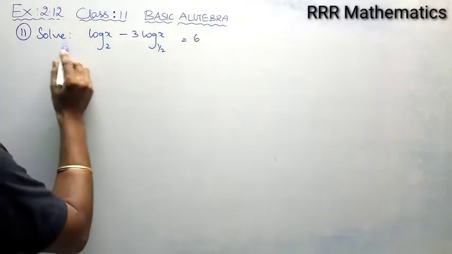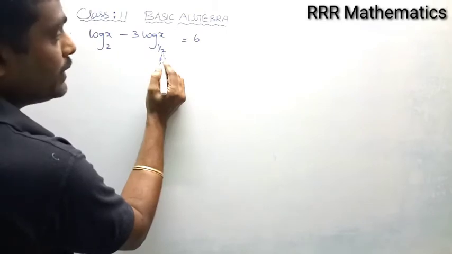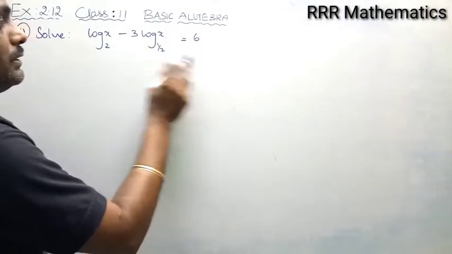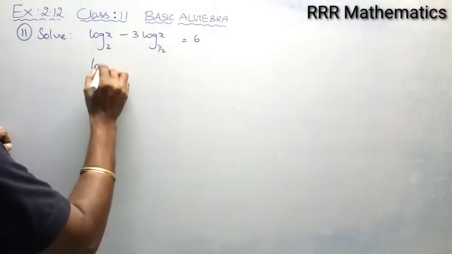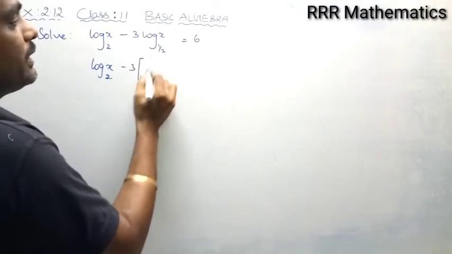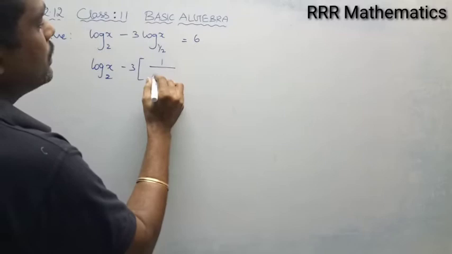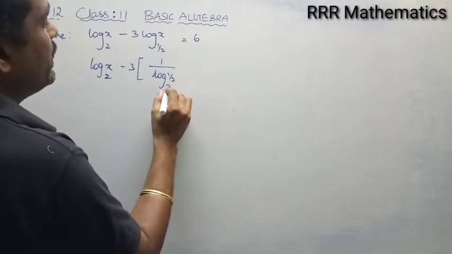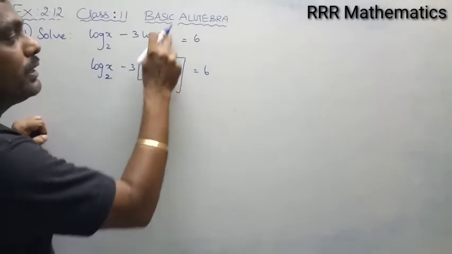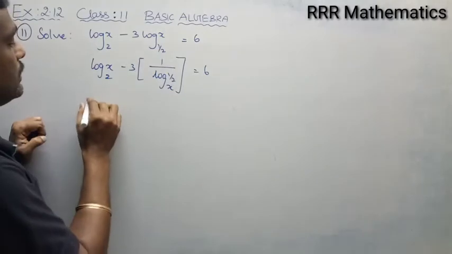Question number 11. Solve log x base 2 minus 3 times log x base 1 by 2, which is equal to 6. Here, I am taking the reciprocal, so you have to interchange. It will be 1 by log of base x, equal to 6, and then 1 by log 1 by 2 base x.